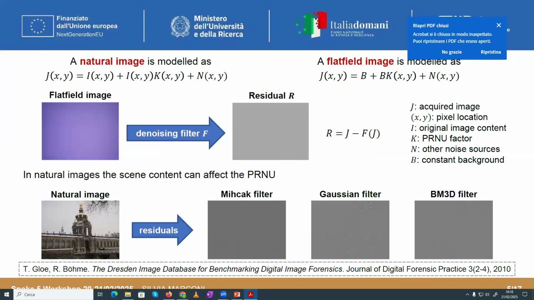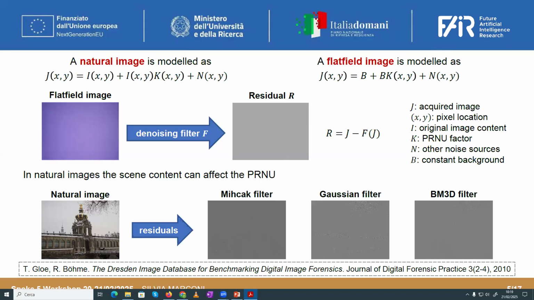Mathematically, a natural image can be modeled as a function I, and then a multiplicative term k that stays for the PRNU, and an additive term n that accounts for a random noise. In case of a flat field, that is an image acquired in a uniform condition of light, the image is a constant. To extract the PRNU, we apply a denoising filter. Now, typically one applies a denoising filter to remove the noise. Here we want the noise, and so we subtract from the image the denoised image, and we get the residual that contains the noise.